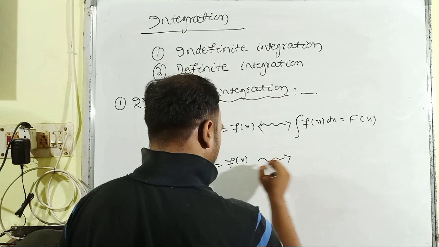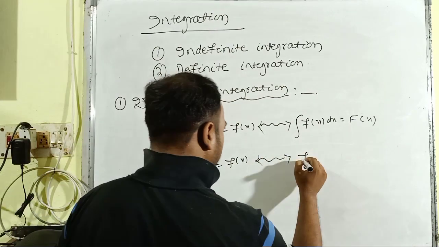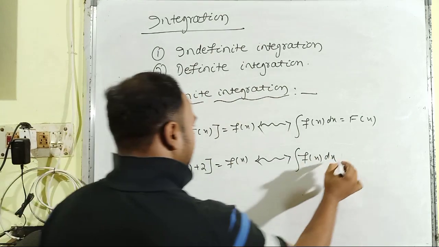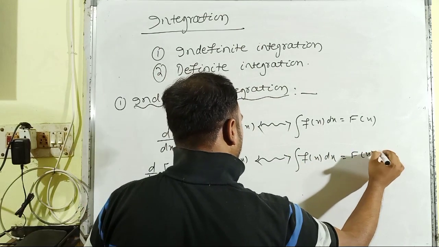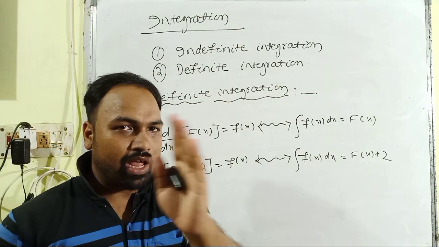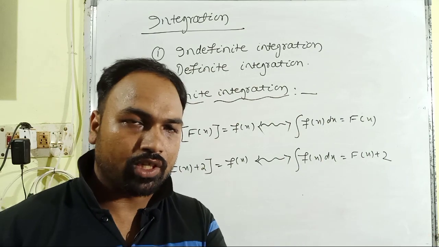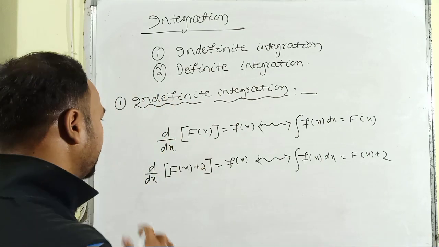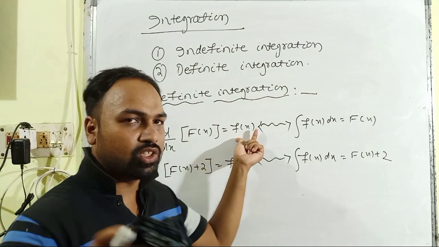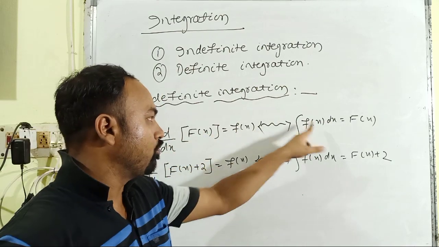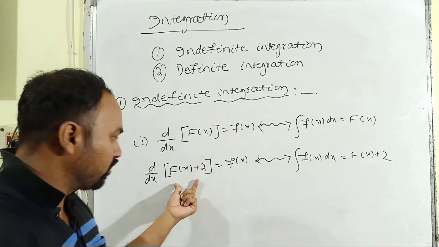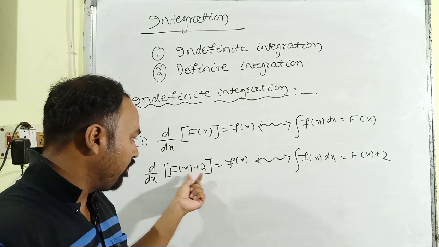By applying it we can have the integral of small f of x with respect to x, and it is capital F of x plus 2, because we are just reversing the condition and going through the phase of integration. So in this first case you can see that the derivative of capital F of x is small f of x, so the integral of small f of x is capital F of x. But in the second case a different function is there, capital F of x plus 2.